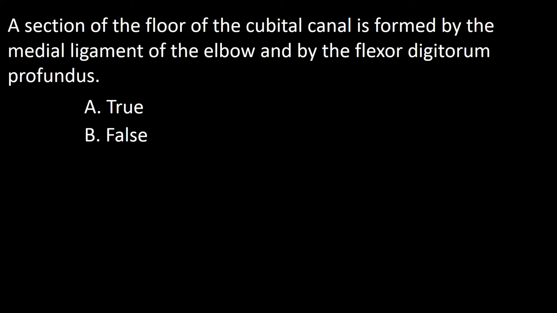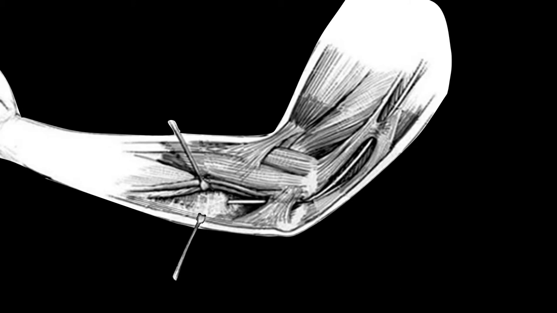Next question. A section of the floor of the cubital canal is formed by the medial ligament of the elbow and by the flexor digitorum profundus. A true, B false. In this frame, you can see the two heads of the flexor carpi ulnaris. They are being separated. Now you can see the flexor pronator group being indicated by the arrows.